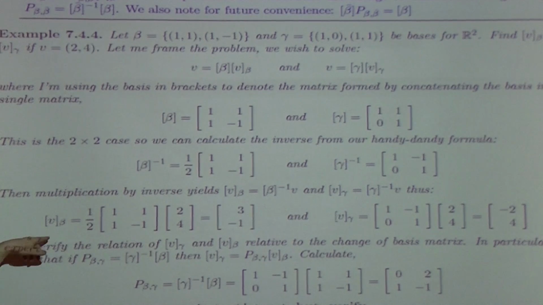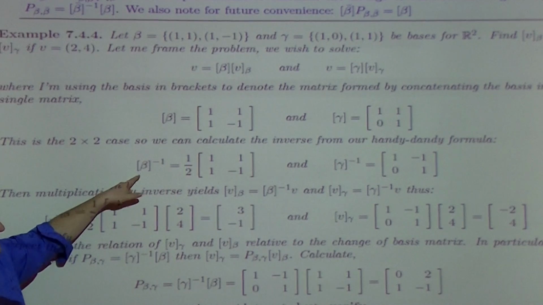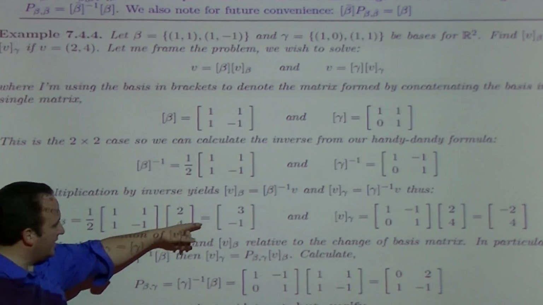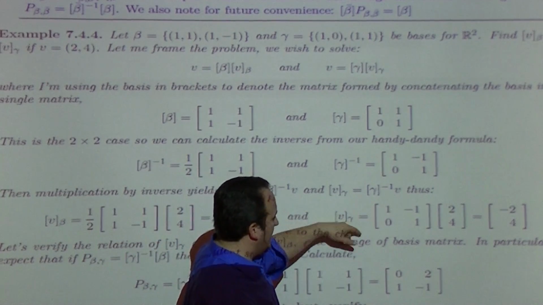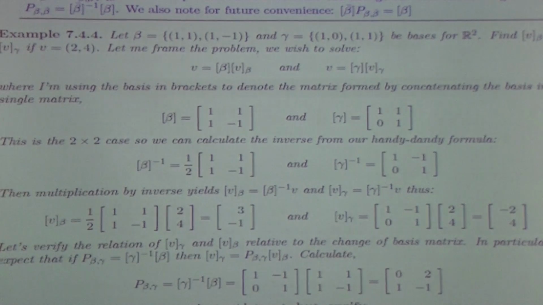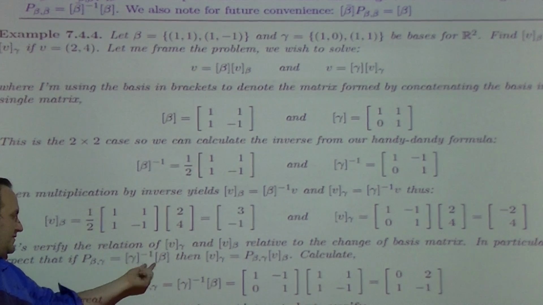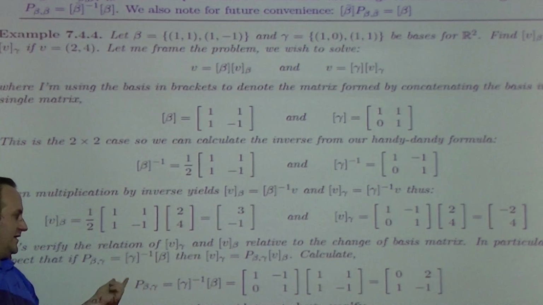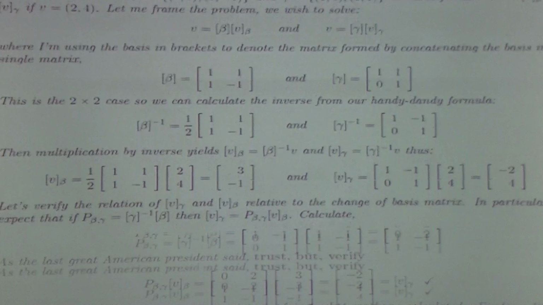So I can calculate, for example, what's the coordinate of V? I take V equals (2, 4) just for the sake of discussion. If V is (2, 4), what are its coordinates in the beta basis? I just take the inverse of the beta basis matrix and multiply that, and I get coordinates (3, -1). And the coordinates for V with respect to the gamma basis are (-2, 4). And then I even calculate the change of basis matrix, which ends up just being the inverse of the gamma matrix times beta. And so I can compare my answers by the change of basis matrix, and of course it works.